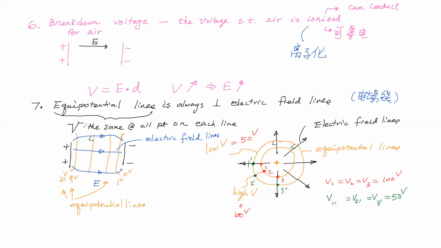Okay, so equipotential line means V is the same at all points on any particular line. So for example, you have two parallel plates. These orange lines are the equipotential lines. Sometimes they also call it iso line. Iso means same. So iso is like isothermal, isovolumetric, right? The iso, same line, okay?